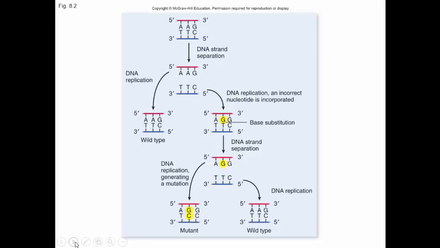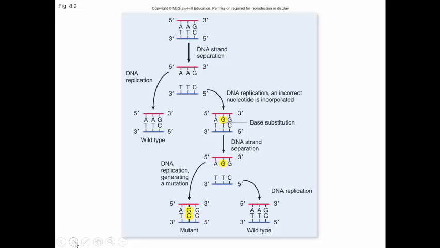The nucleotides have nitrogen-containing bases: A's, T's, C's, and G's. As I'm going through DNA replication, you can see about midway you've got A's with T's, C's with G's. But if an incorrect nucleotide is incorporated, you're going to have a base substitution, and that's in the yellow. Instead of it being AAG, it's AGG.